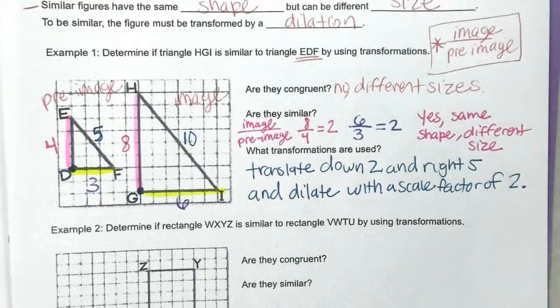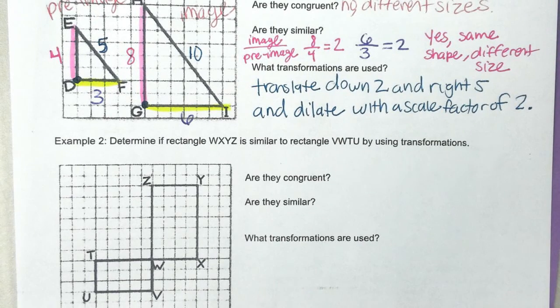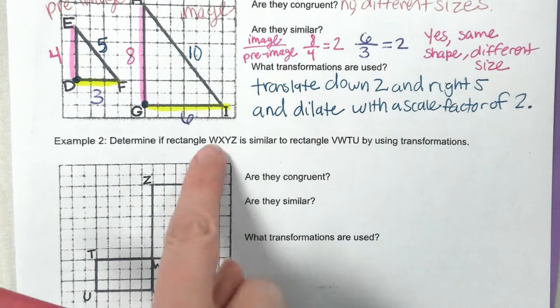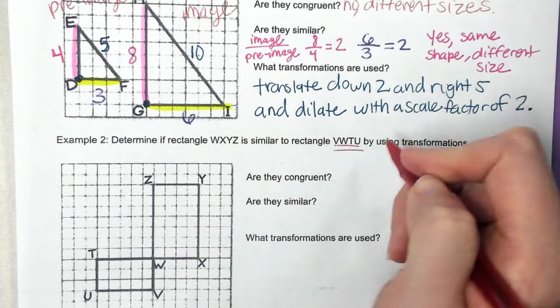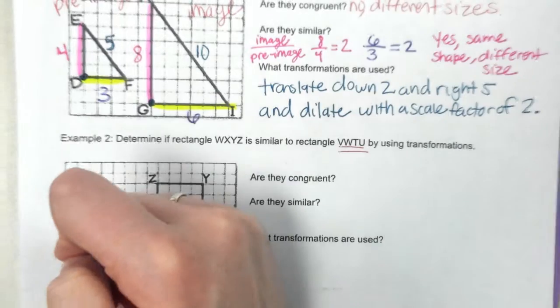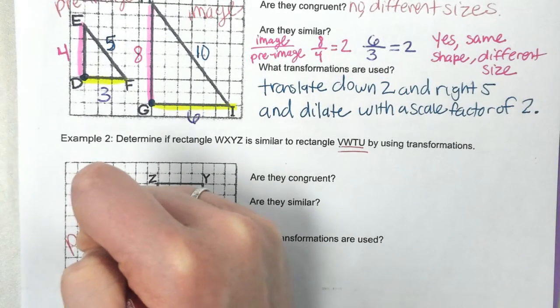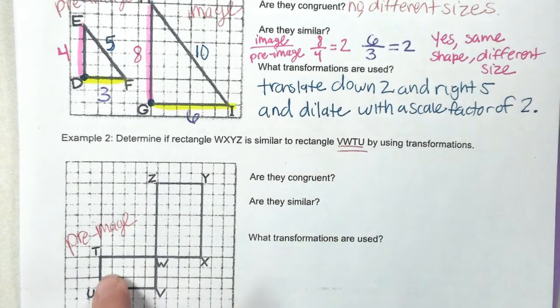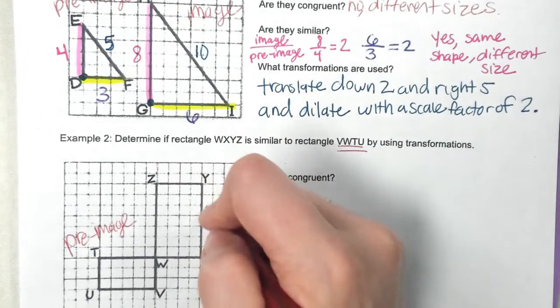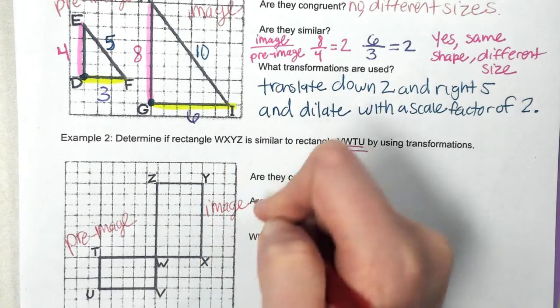Okay, next one, same type of thing. Determine if rectangle WXYZ is similar to triangle VWTU by using transformations. And again, the way they worded it is they want to know if this is similar to this. That means this was the starting point. But again, today we are always working as our pre-image is our left one, which is exactly what they told us. That was our starting point. And this one is the image. The one on the right is our image. Okay?